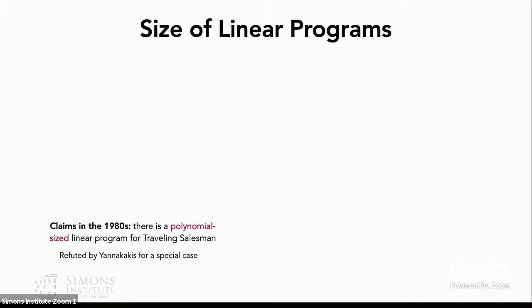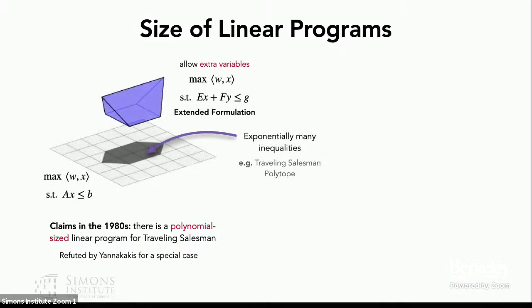Yannakakis refuted them and abstracted out the main idea that was being used in these claims. That's the idea of extended formulation, which is a very powerful way to reduce the size of a linear program. Suppose you want to write down a linear program for the traveling salesman problem. We expect that whatever program you write down will have exponentially many inequalities. But one way to reduce the size is to allow extra variables. This gives you the freedom to represent your original linear program in a higher dimensional space. What you want is that the shadow or the projection of the higher dimensional object is the original polytope.